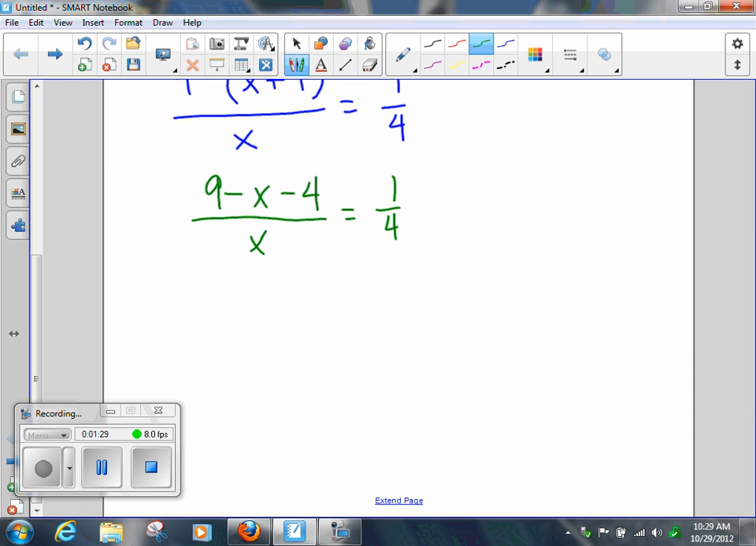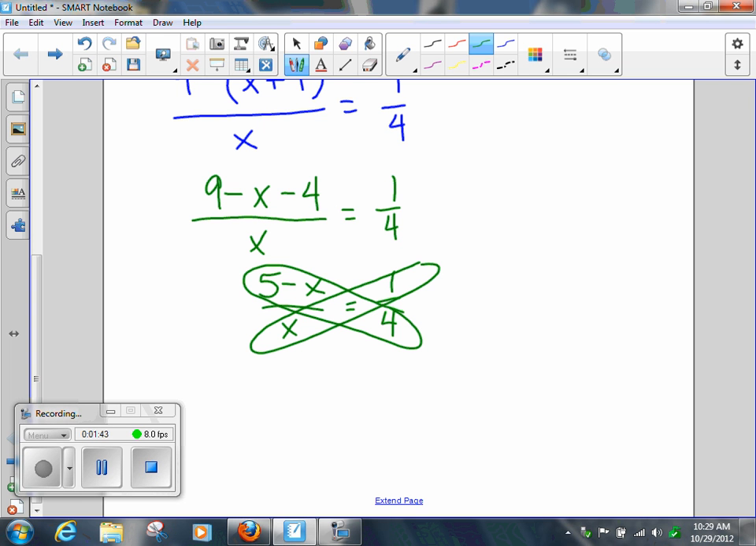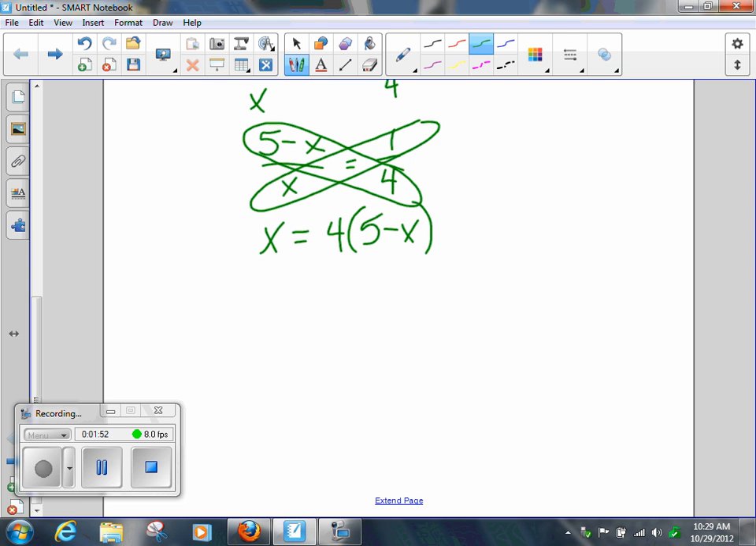And now let's combine like terms. 9 minus 4 is 5 minus x over x. And now I have a fraction equal to a fraction. And this is going to allow me to cross multiply. So x times 1 is x. And then I've got 4 times this quantity. And now I'm going to distribute. That gives me x is equal to 20 minus 4x.